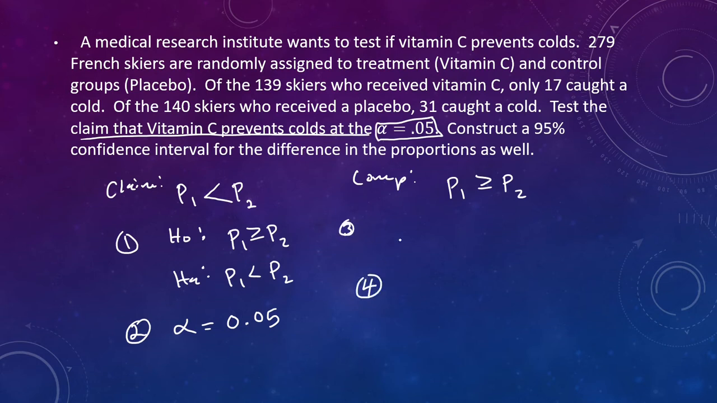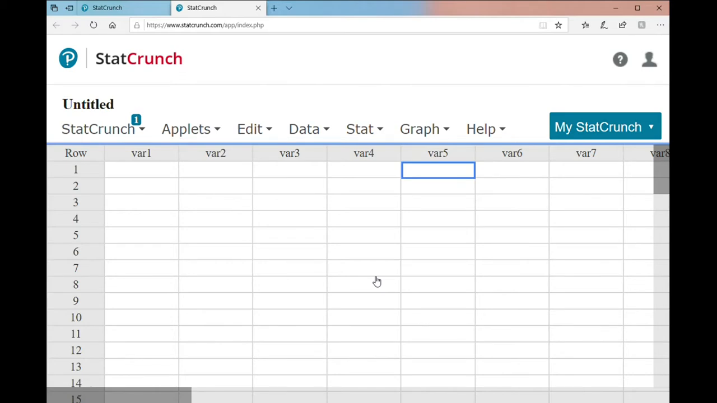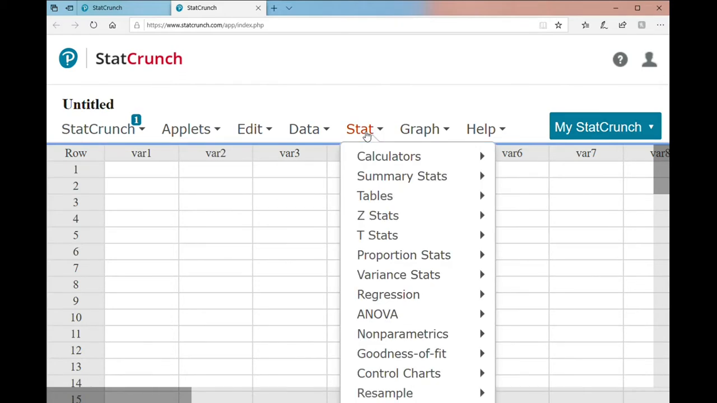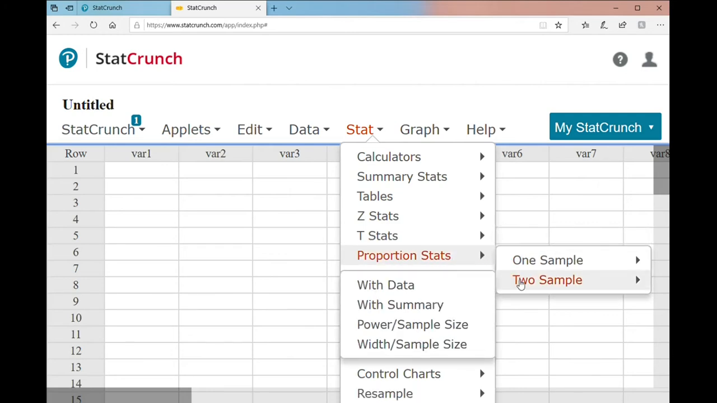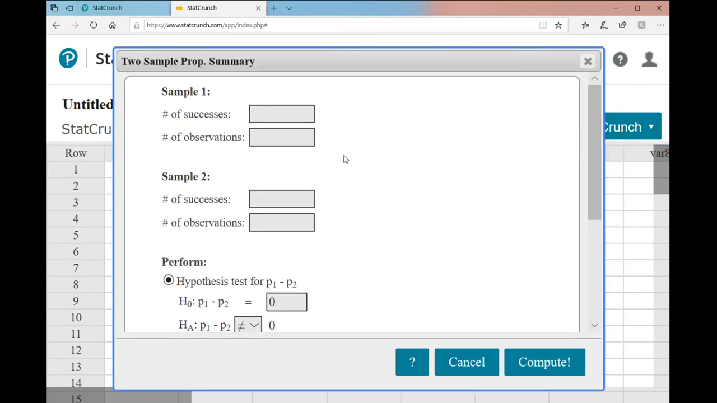Step 3 and 4, we'll go to StatCrunch. Let's try the problem now on StatCrunch. We'll go to Stat, Proportion Stats, to Sample with Summary. The number of successes of the first group is 17. 17 people got a cold out of 139. For group 2, 31 people caught a cold out of 140.